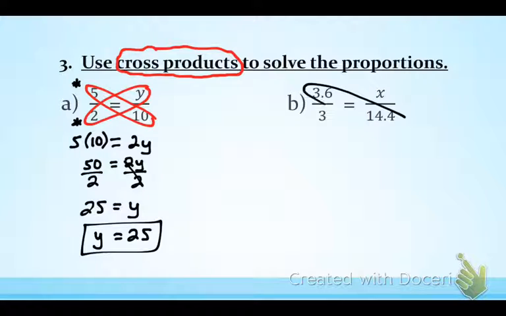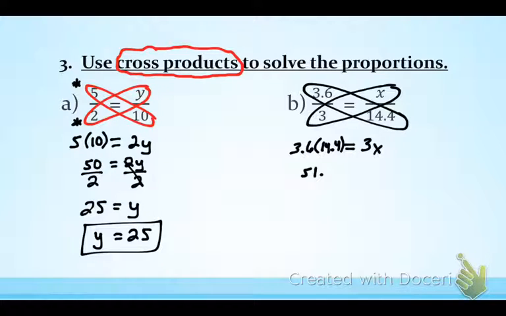We've got 3.6 and 14.4 and 3x. I want you guys to try this on your own and see if you can get it. On the left side, we know that we're going to be multiplying 3.6 times 14.4. On the right side, we're going to have 3x. What is 3.6 times 14.4? 51.84 equals 3x.